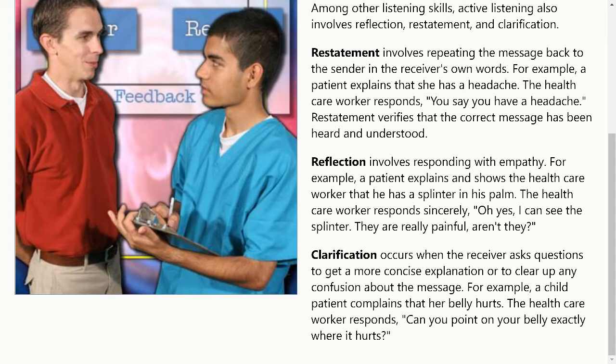Clarification occurs when a receiver asks questions to get a more concise explanation or to clear up any confusion about the message. For example, a child patient complains that her belly hurts. The healthcare worker responds, "Can you point on your belly exactly where it hurts?" That's for clarification purposes. So you need to know that clarification is an active listening technique that involves asking questions to get a more concise explanation.